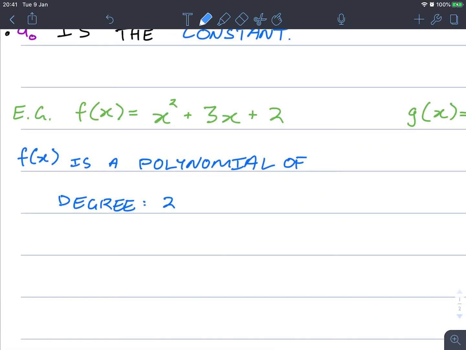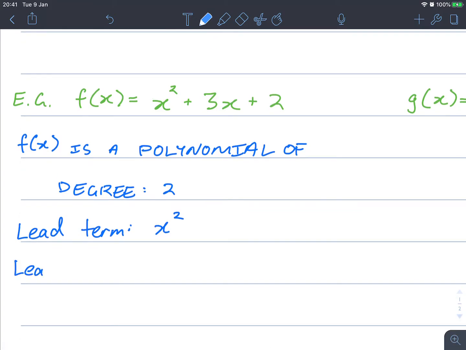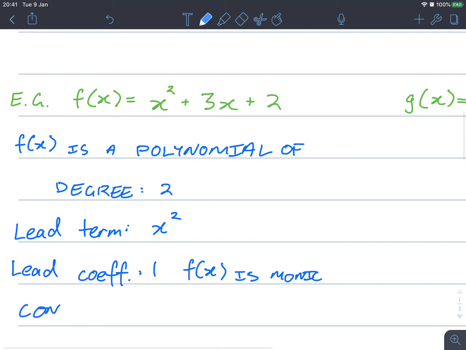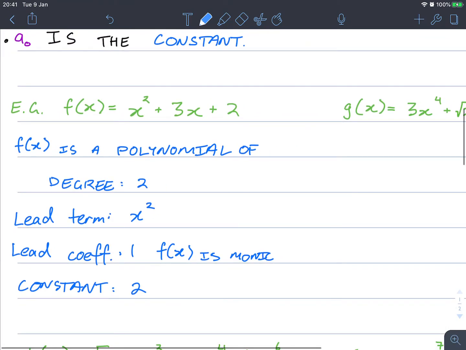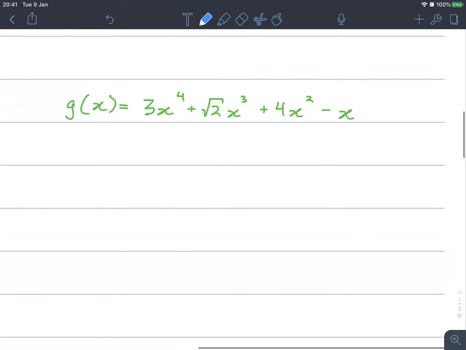Its lead term is x squared, and its lead coefficient is 1, meaning f of x is monic, and its constant is the value of 2, because this term here has no x next to it. So this is just utilizing all the different terminologies. Let's take a look again.